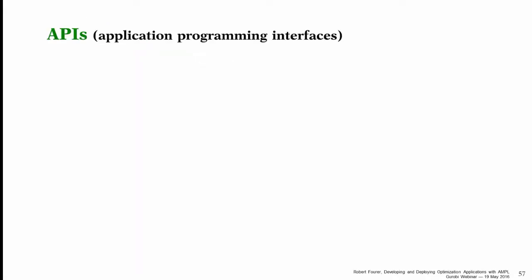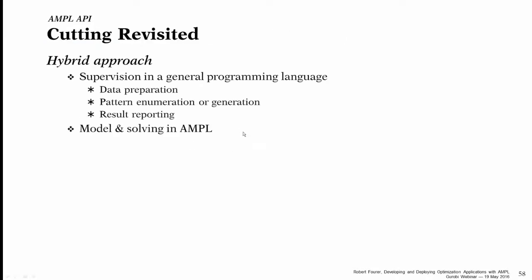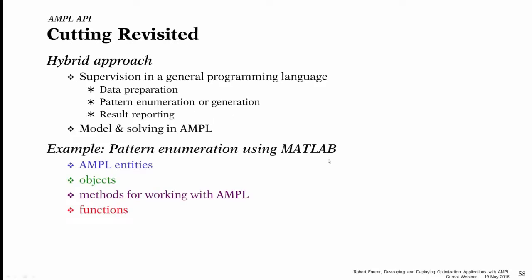So we also provide application programming interfaces that let you do your data and result management in a general purpose language, and then make calls to AMPL to have it do things when you need it, and keep AMPL active while you're doing that. Okay? And so I want to revisit cutting briefly and consider a hybrid approach where the supervision is in a general language and only the model and solving is in AMPL. Okay? And I'll show an example here.